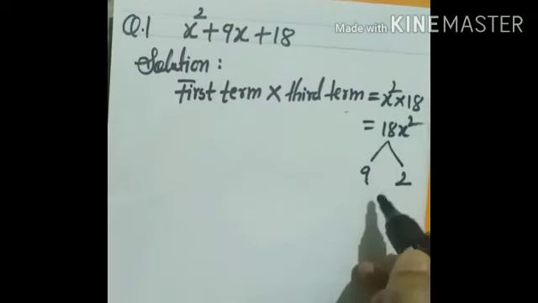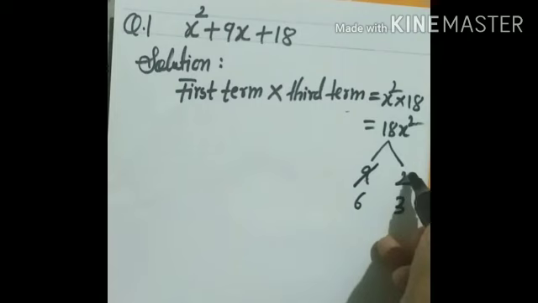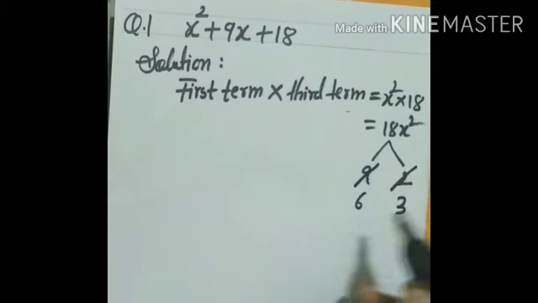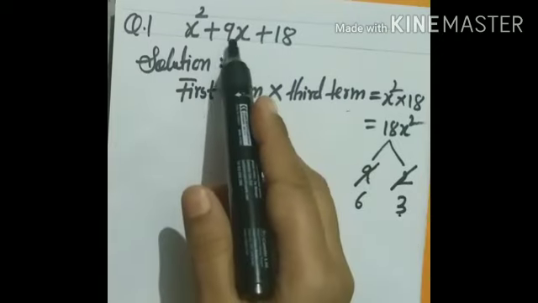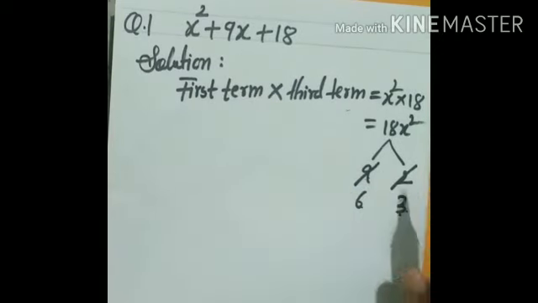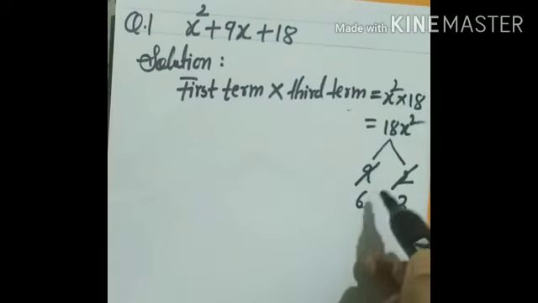So what are the other factors? 3, 6, 3 6s are 18. Okay, children. So these two factors we will cut. Now these two you add, children. What you get? 9. And when we are multiplying, we are getting 18. So it means we take here, children, 6 and 3. These two factors we will take.